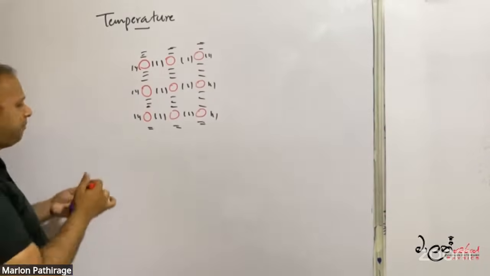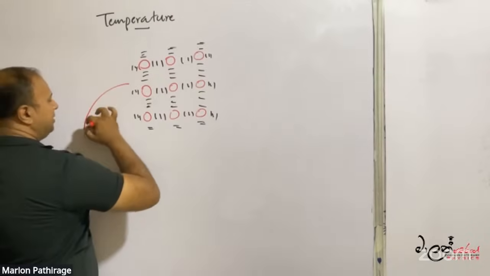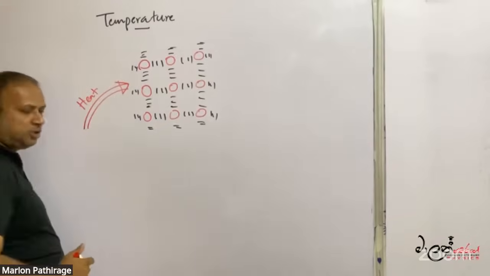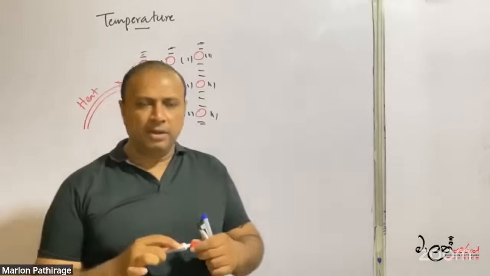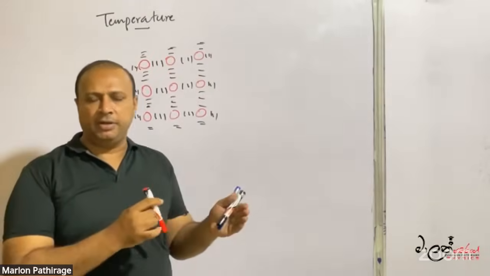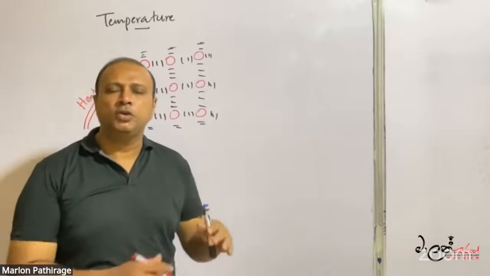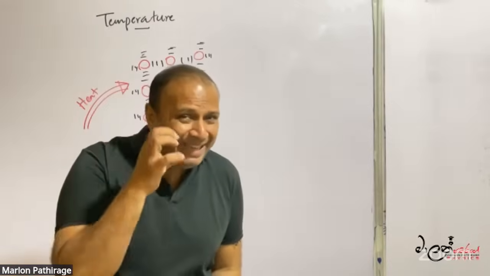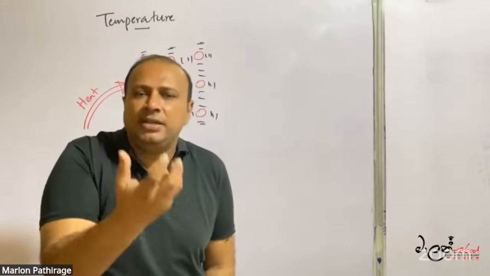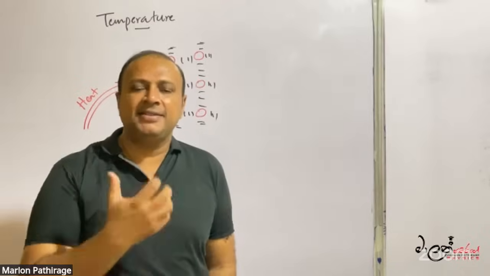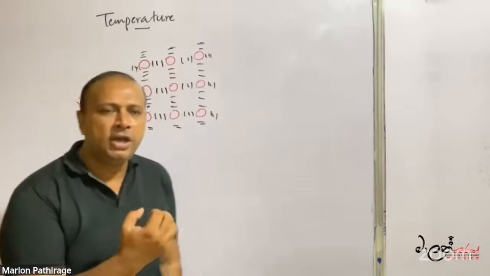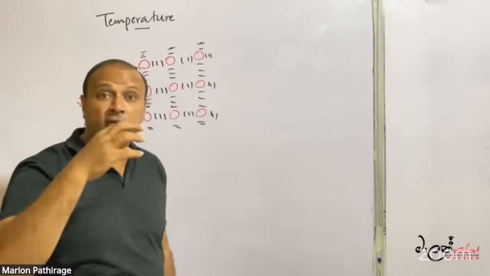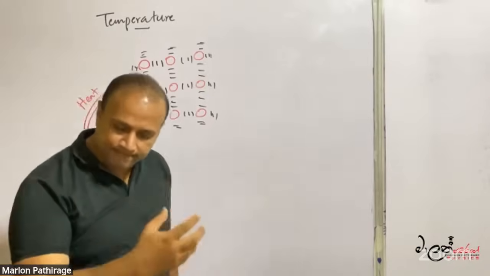Suppose we supply heat energy to this structure. Now we have to understand what will happen when heat is supplied to a structure or an object. You know, heat consists of internal energy. Heat consists of internal energy. So, if heat is supplied, what will happen? The internal energy of the particles of this structure can be changed.